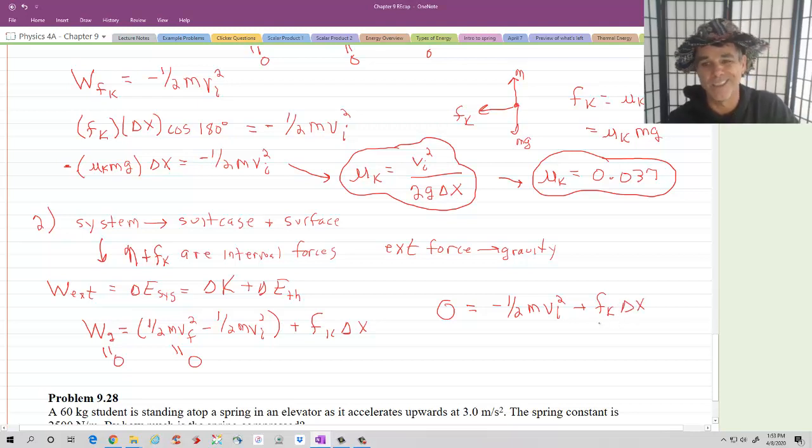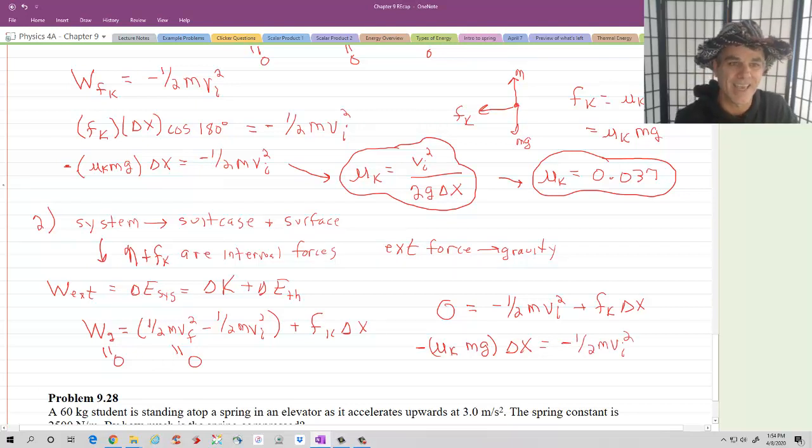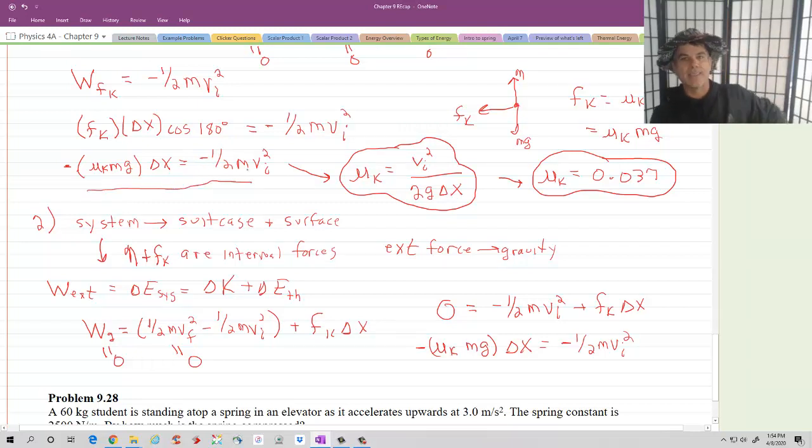And if I just move the force of kinetic friction times delta x over to the other side, what I basically have is negative mu k mg, where this is the force of kinetic friction, times delta x equals negative 1/2 mv initial squared. And that's exactly what I have up here. I get the exact same answer.